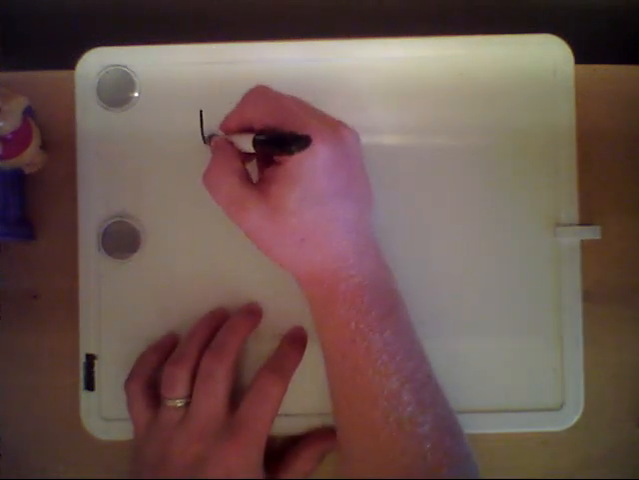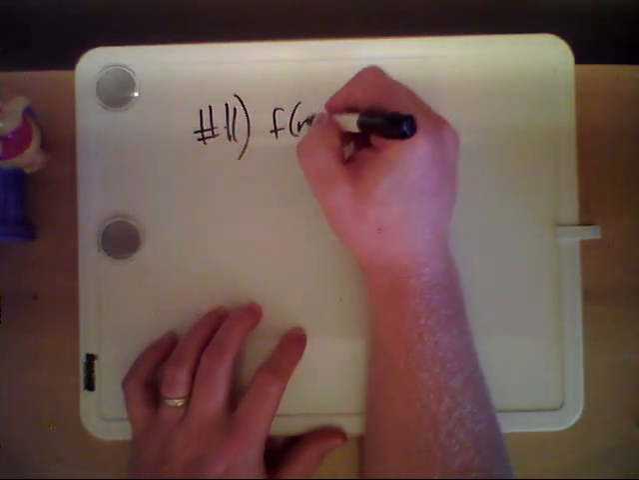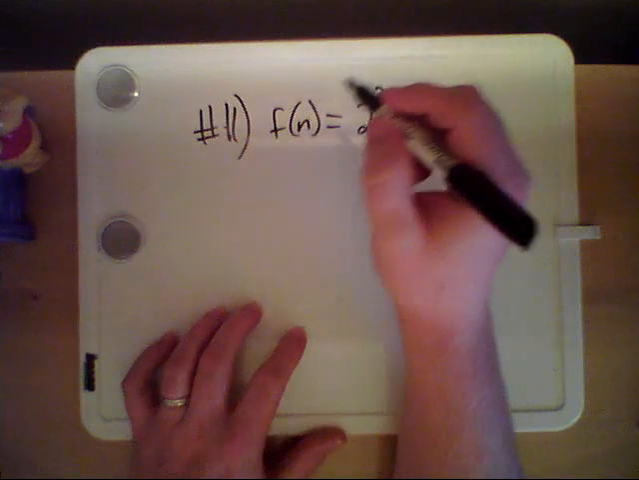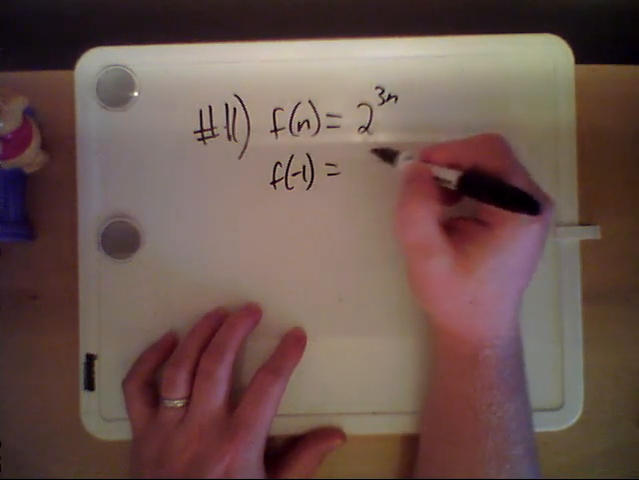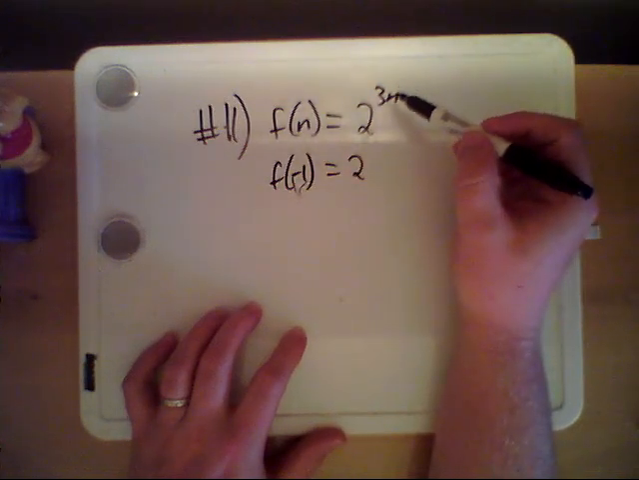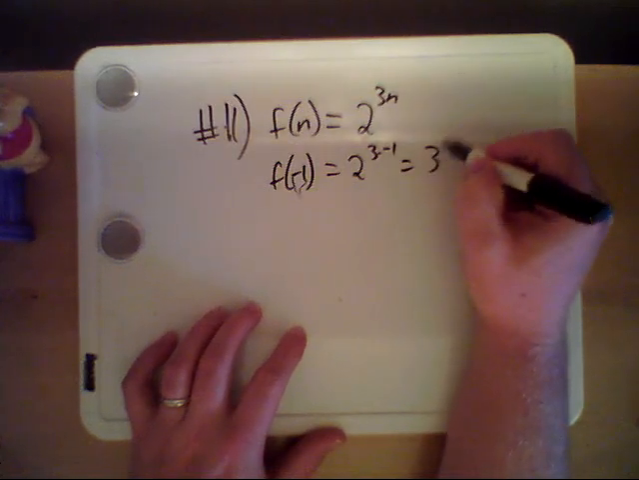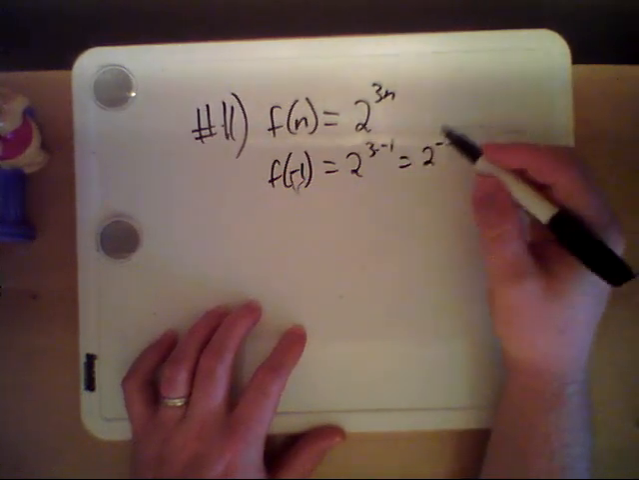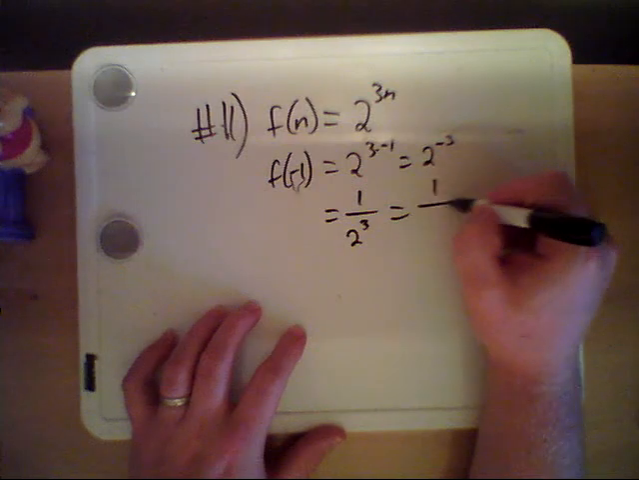Okay, so number 11. We have f of n equals 2 to the 3n. We're supposed to find f of -1. So it's going to be 2 to the 3. Anytime we see an n, we're going to replace it with a -1. So it's going to be 2 to the 3 times -1. 2 to the 3 times -1 is -3. So that's going to equal 1 over 2 to the third, and 2 to the third is 8. So that's going to be 1 over 8.